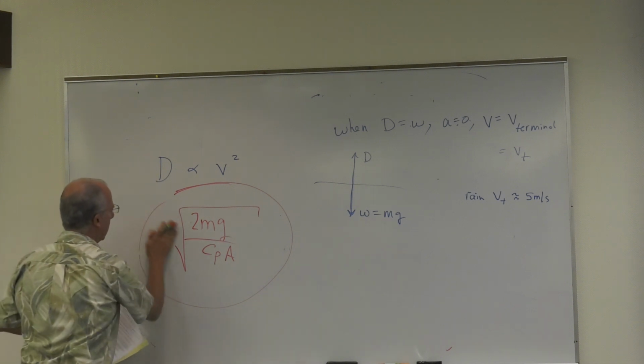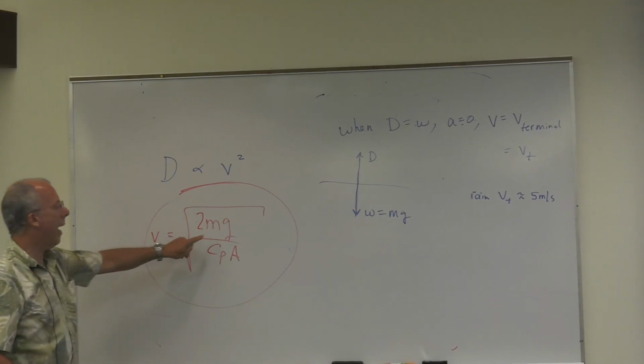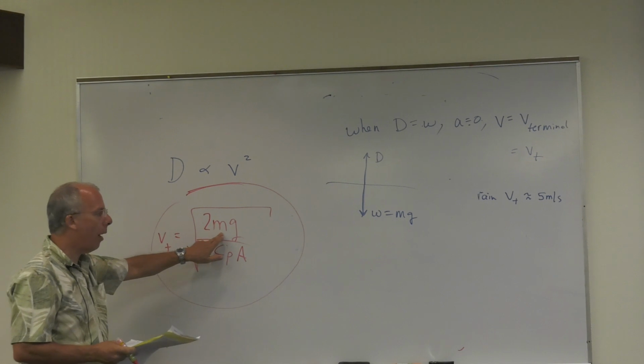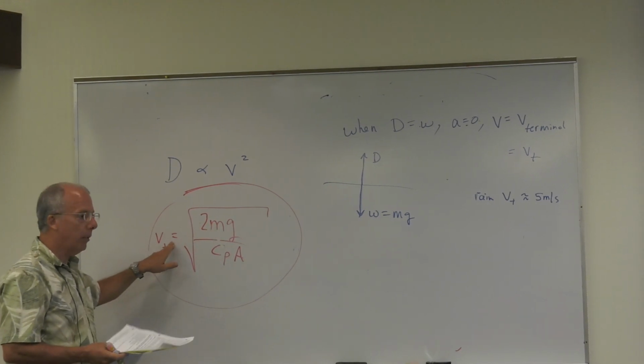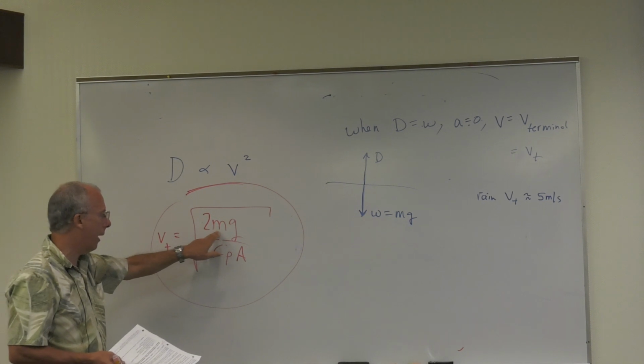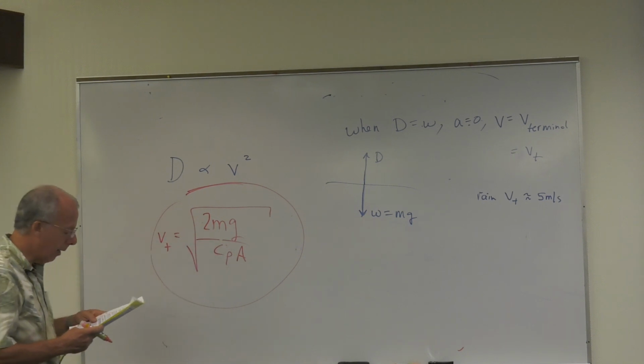Now notice we have a mass here, right? And so if it's a massive object, the terminal speed is going to be big. If it's really light, low mass, the terminal speed is not going to be so big.